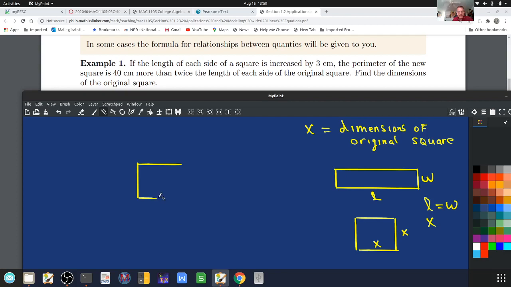So let's draw our original square. Just kind of eyeballing it here to the best of my abilities, which is certainly better than what I would do. So that's my original square. And our variable is going to be x, where x is equal to the length of one side. One side of what? Our original square.